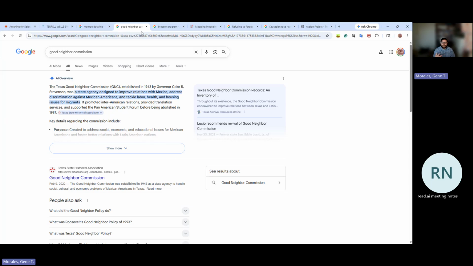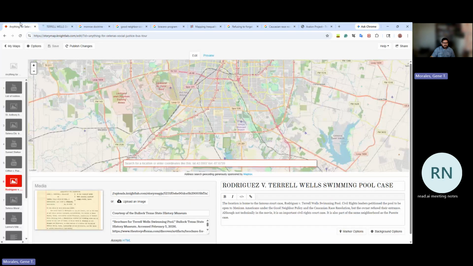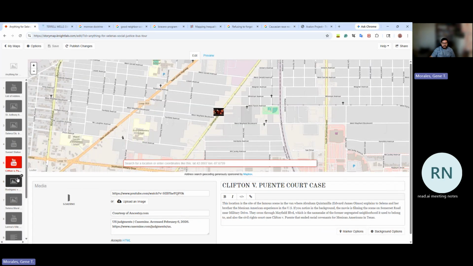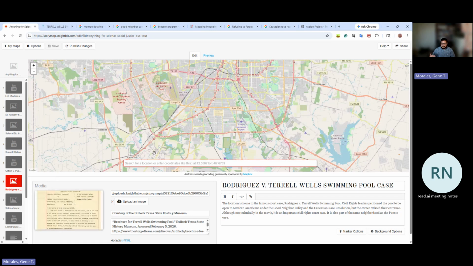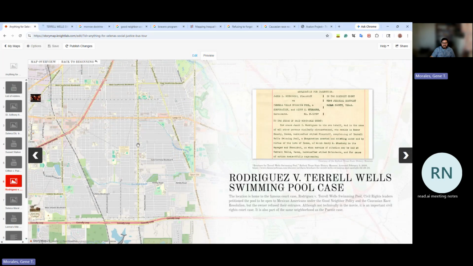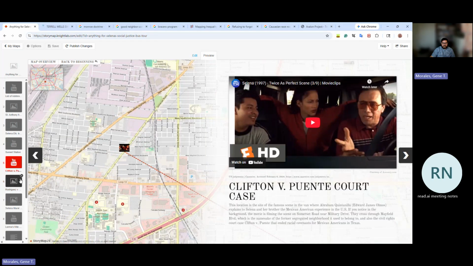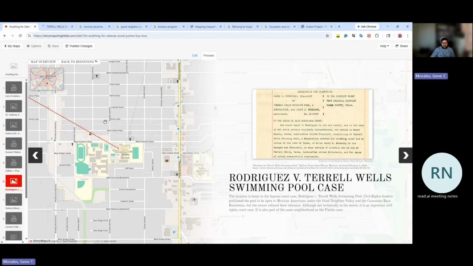And so what we're looking at here is really this kind of global perspective of how it's going to reach the south side of San Antonio. And it's happening in these two court cases. When we look at the ending for the Salinas Social Justice Bus Tour, it's happening in Clifton versus Puente and Rodriguez versus Terrell's swimming pool case, right? It's happening in these two spots, and those two spots are very interesting because they're both in the south side of San Antonio. Look, one's right here, and then the other one is just on the other side of San Antonio.